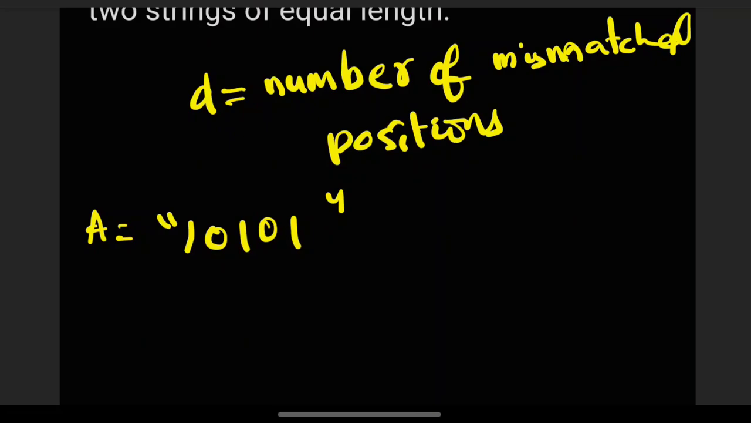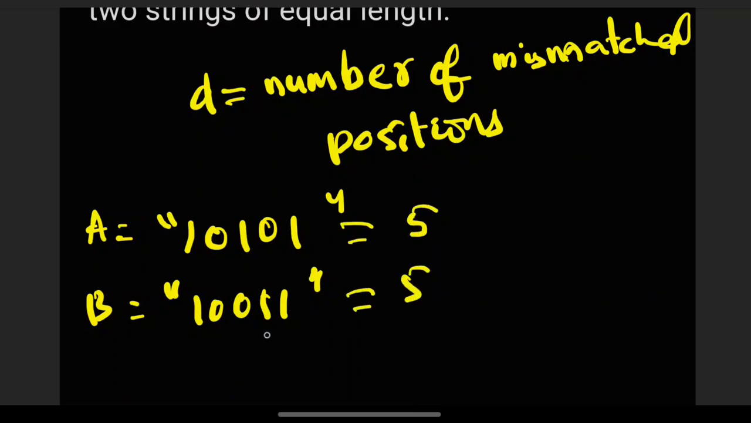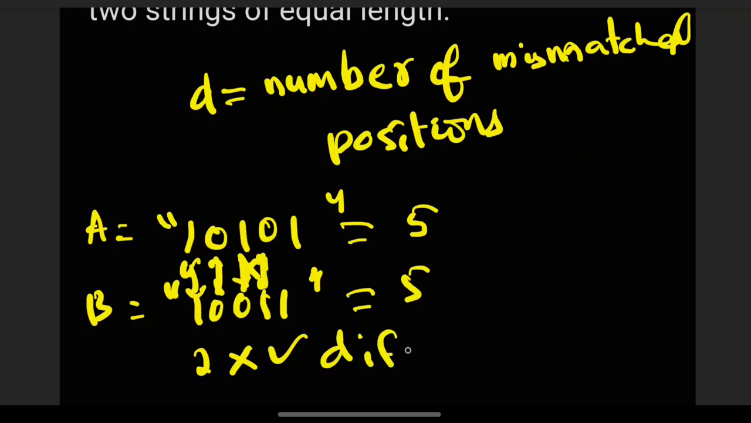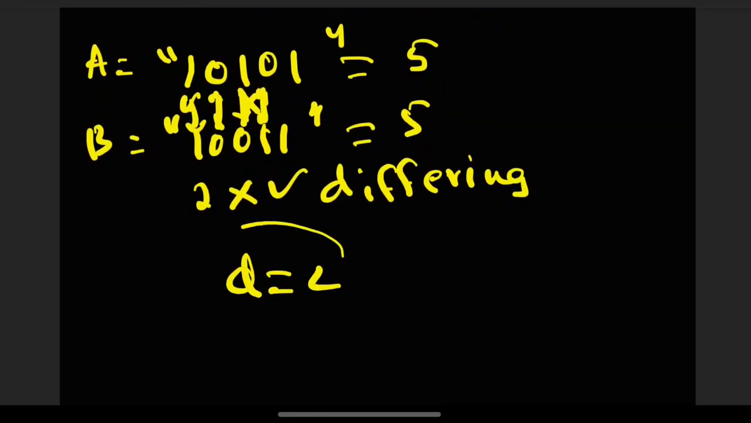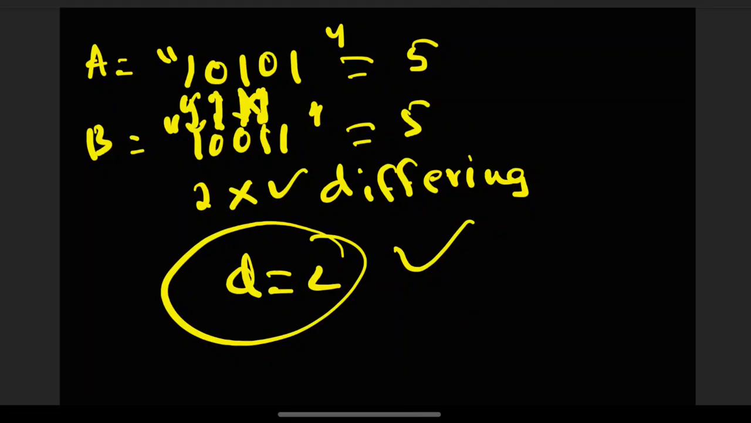So for example, A is equal to, let us say, 1 0 1 0 1. I am having a string. A is a string 1 0 1 0 1, and B is also a string with the same length, 1 0 0 1 1. So the length of each string is 5. But if you look here, now compare the positions. This is same and this is also same, but here it is differing and here it is differing. Two positions are differing, right? So the difference count is the final answer. So D is equal to 2. That is what the Hamming distance is.